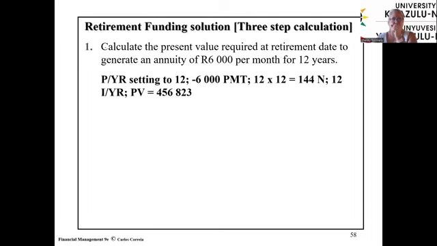So step one, working from right to left, we're going to calculate the present value as at retirement date that has to generate an annuity of 6,000 per month for 12 years. Because the interest is compounded monthly, I'm putting my PYR setting on 12. I'm entering the 6,000 payment.